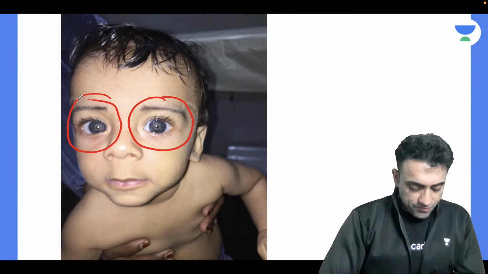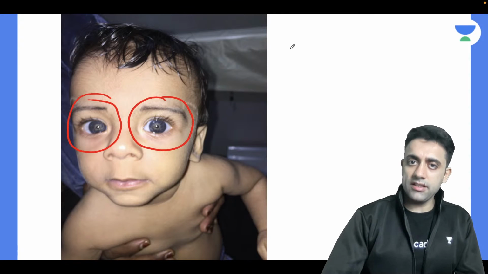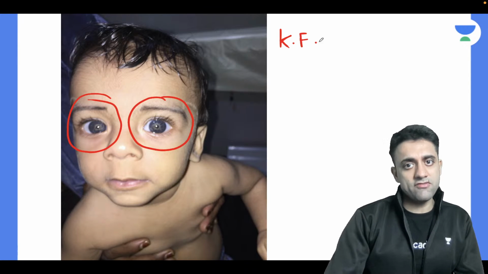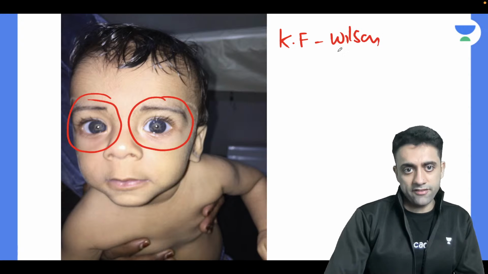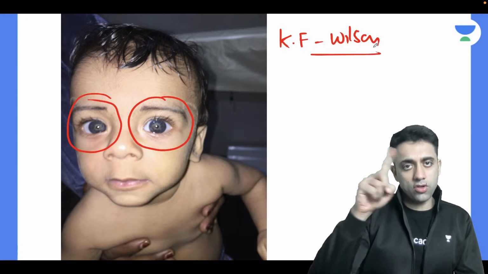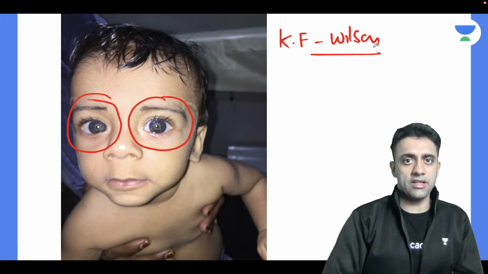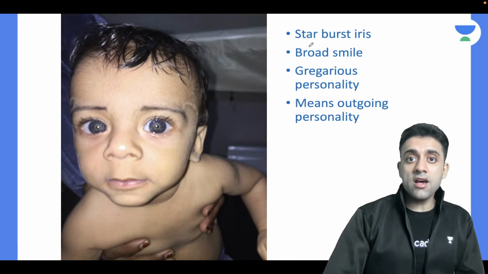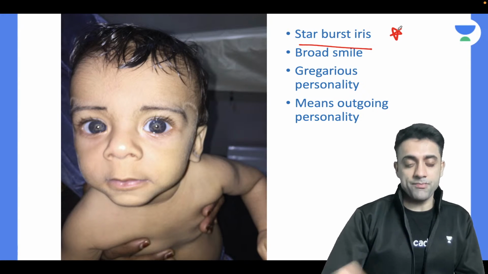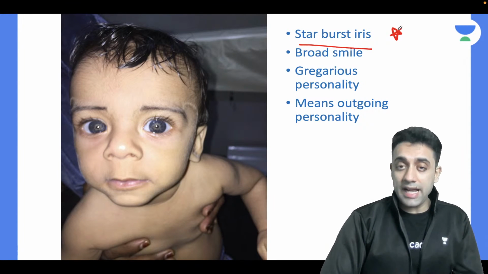Nishi says KF ring. I agree with you, but KF ring is seen in Wilson disease, and this is not the KF ring. In the KF ring, I would have shown you a better slit lamp examination of the Descemet membrane of the cornea. But this is different. This is known as starburst iris. Very good.